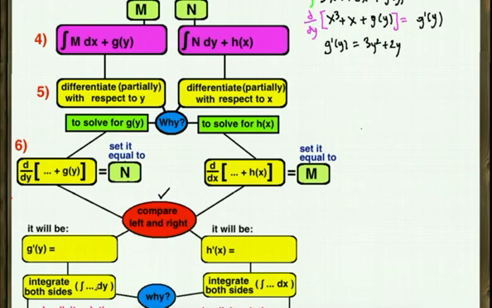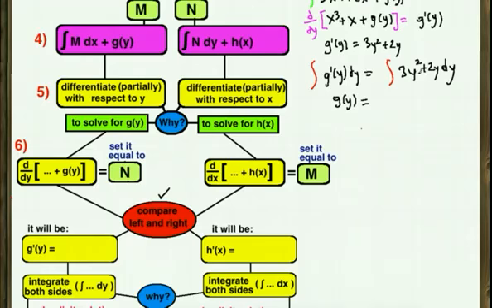Now we're going to integrate both sides with respect to dy, because we want g prime of y to be g of y. So we integrate both sides. Integral of g prime of y dy equals the integral of 3y squared plus 2y dy. G prime and integral cancel each other, so we have g of y here.